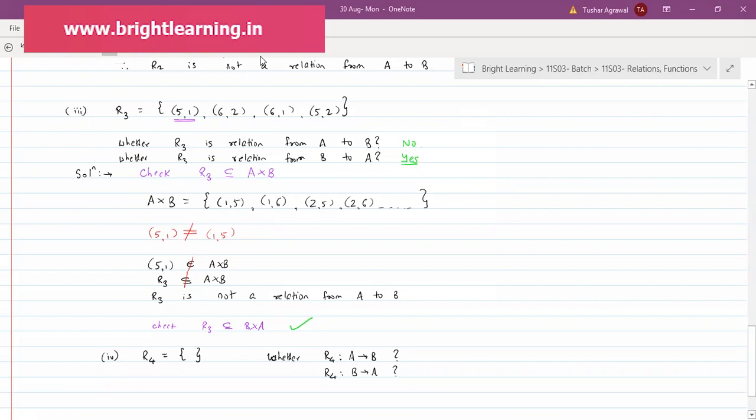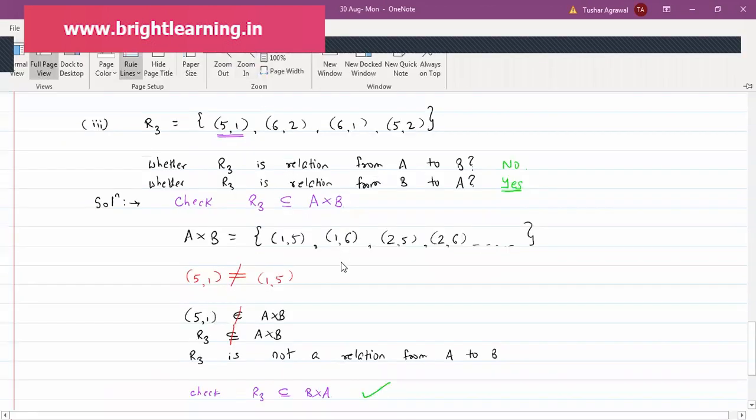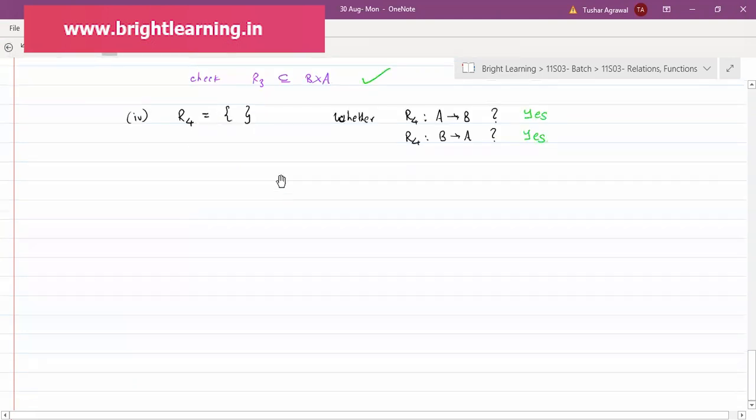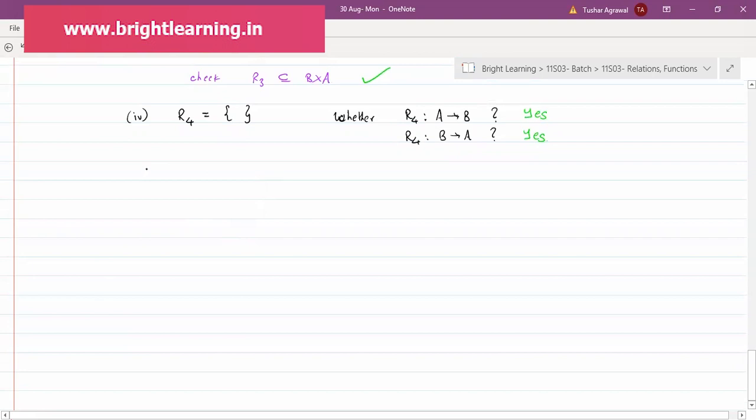Okay. Everybody's answer is wrong. The first one is also a relation, the second one is also a relation. Come to the basics. When I'm asking whether R4 is a relation from A to B, stick to the definition, stick to the basics. A is given to you, B is given to you. What do we have to check to answer whether R4 is a relation from set A to set B?